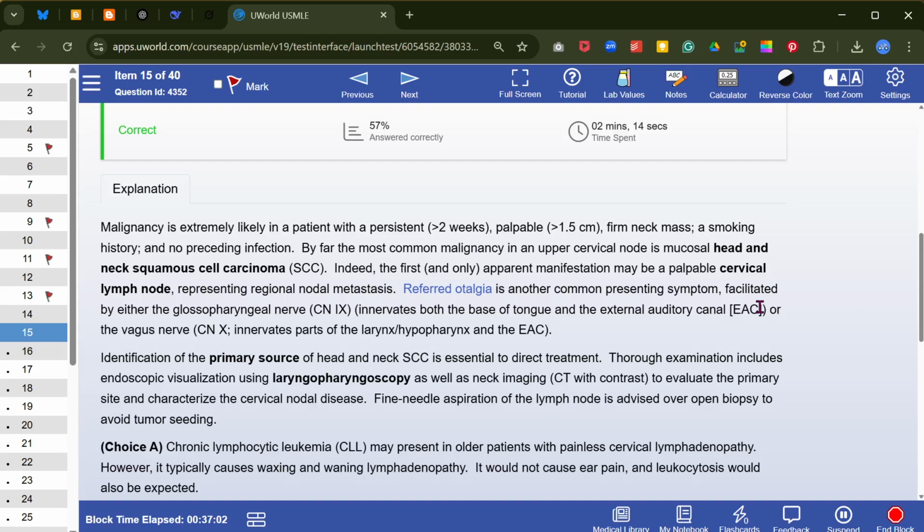Identification of the primary source of head neck squamous cell cancer is essential to direct treatment. Thorough examination includes endoscopic visualization using laryngopharyngoscopy as well as neck imaging, CT with contrast, to evaluate the primary site and characterize the cervical nodal disease. Fine needle aspiration of the lymph node is advised over open biopsy to avoid tumor seeding.